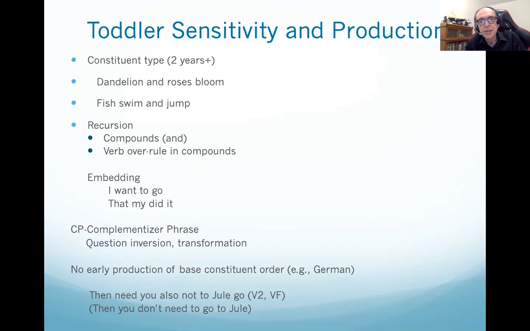So if they hear the sentence, dandelions and roses bloom, at 2 years, and the sentence, fish swim and jump, the child will notice the shift. Then they're given a series of sentences that have the noun heads of the subject connected by a conjunction: dandelions and roses bloom, dogs and cats jump, pigs and piglets oink, fish swim and jump, cats run and hop. They'll notice the shift.